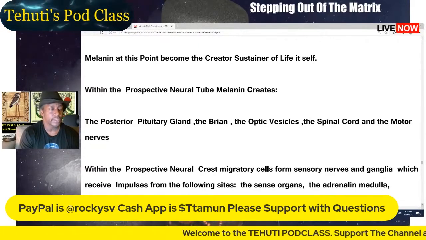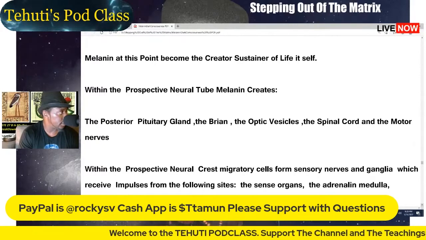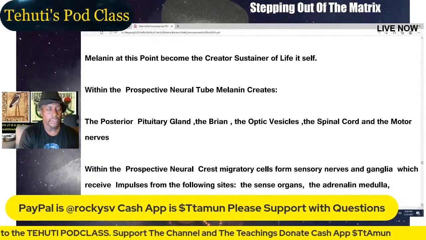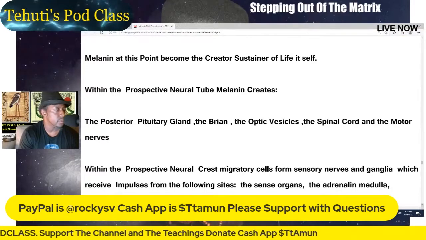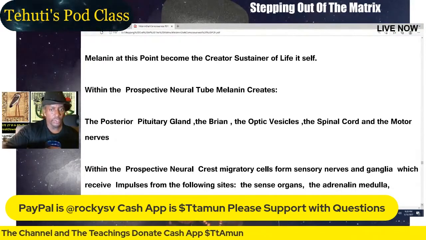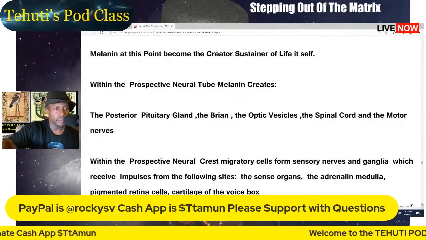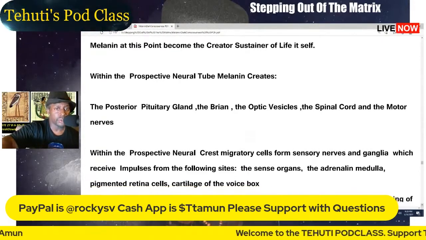You can't move to get to the doctor, to get to the healing. You can't take the Tylenol. You can't wrap your hand if the melanin isn't functioning for the motor nerves to move your hands and your feet. You can't even drive or walk. Now, that's just the one. That's the prospective neural tube.